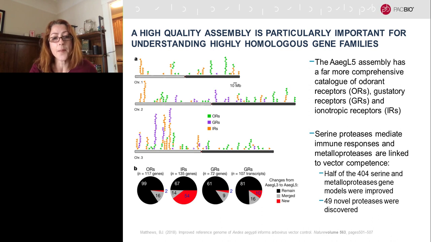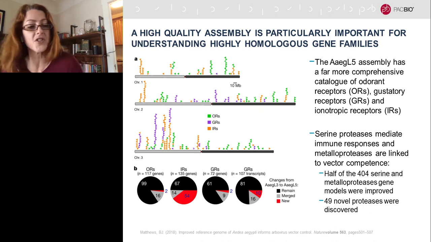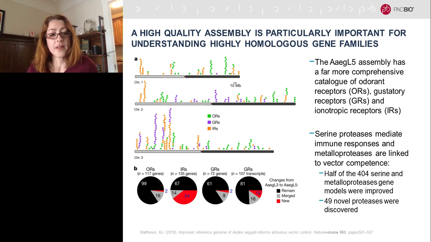If you look along the bottom, the pie charts here are showing that the things in black did not change from the old to the new reference, but everything that's in gray, right, is merged, meaning the short-read assembly was not able to tell whether you were looking at the same gene or a different gene. And so in some cases, you had two copies of things that really were just one gene. And then similarly, in red, these are all new genes that were newly discovered, identified, and annotated in the higher quality assembly. And in some of these gene families, in particular the ionotropic receptors here, there was just an enormous number of new genes that were revealed.